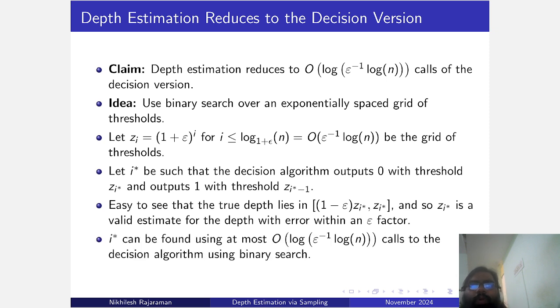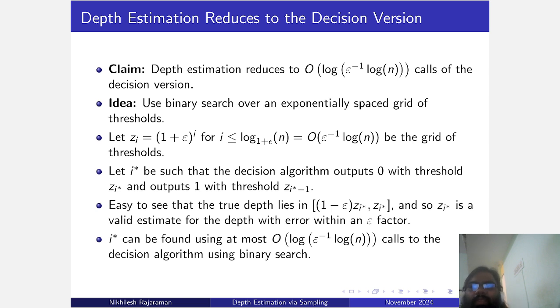And finally, how do we find this critical threshold Zi star? The naive way to do this would be to scan every one of these log n by epsilon different thresholds from left to right until we find a threshold at which this decision algorithm changes polarity. And that could take up to order log n by epsilon queries. But if we become a little bit smarter, we don't really need to do that.